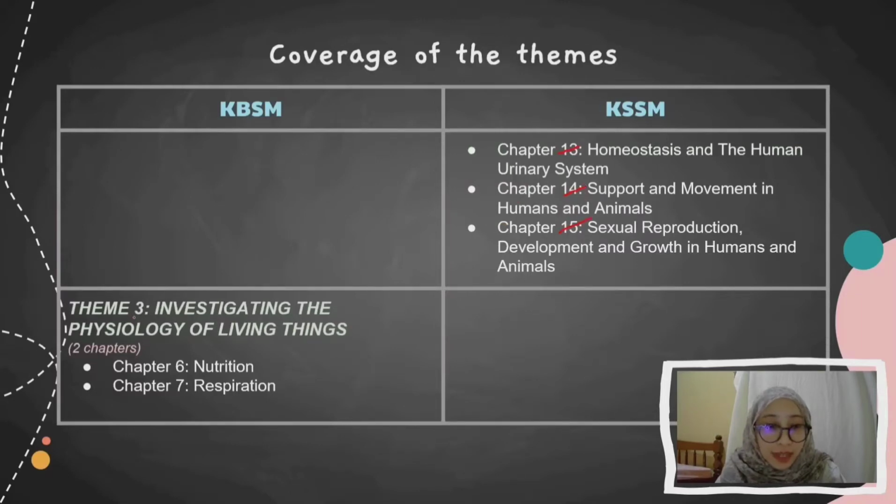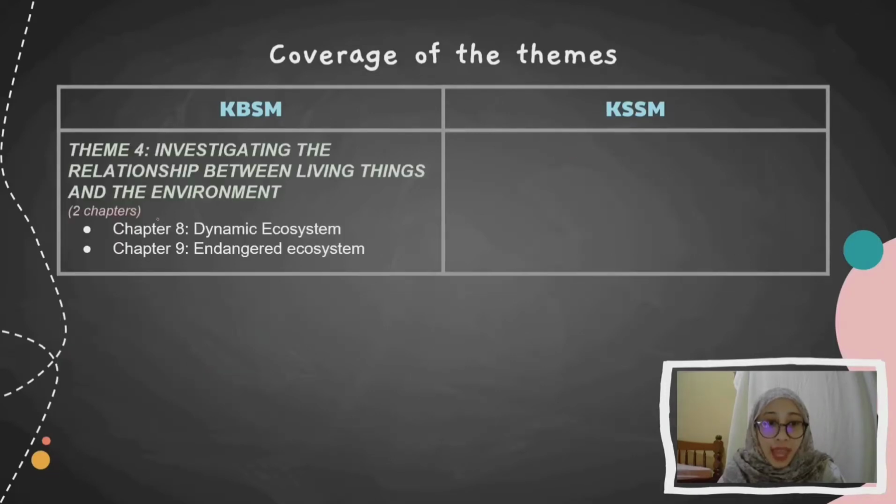For the third theme of KBSM, which is Investigating the Physiology of Living Things, it consists of only 2 chapters, which are Chapter 6 and Chapter 7. And another 2 chapters under Theme 4, which is Investigating the Relationship between Living Things and the Environment. The chapters are Chapter 8 and Chapter 9.